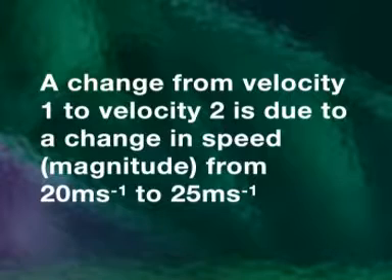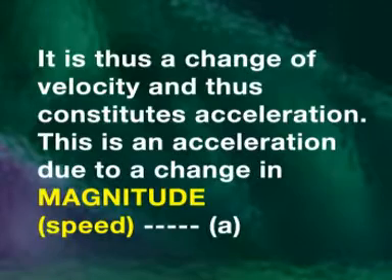A change from velocity 1 to velocity 2 is due to a change in speed, that is magnitude, from 20 meters per second to 25 meters per second. It is thus a change of velocity and thus constitutes acceleration. This is an acceleration due to a change in magnitude, that is speed. Let's represent this by A.